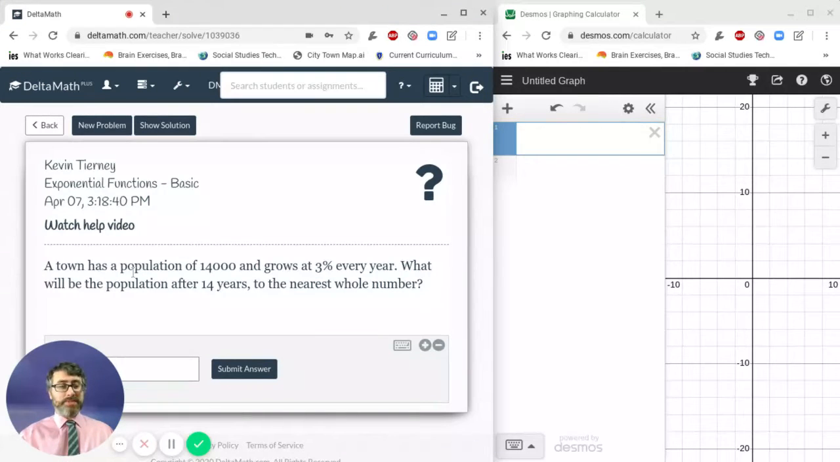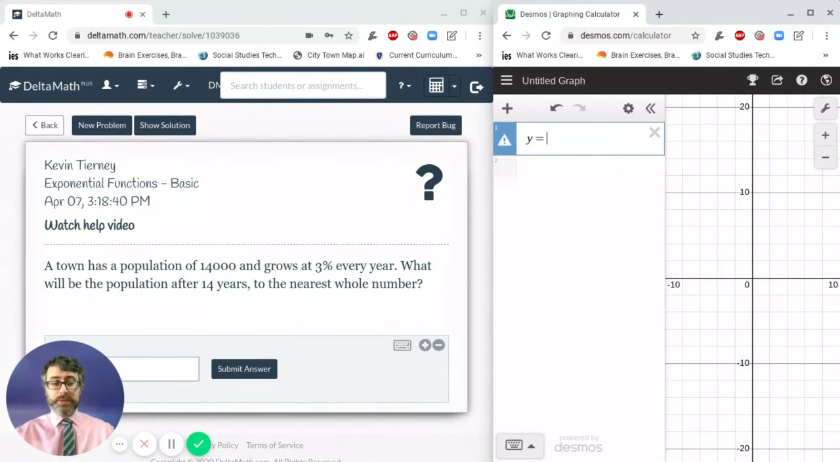A town has a population of 14,000 and grows at 3% every year. What will be the population after 14 years to the nearest whole number? So our most basic exponential function looks like this. Y equals AB to the x, where A is our y-intercept or starting point, and B is our growth factor.